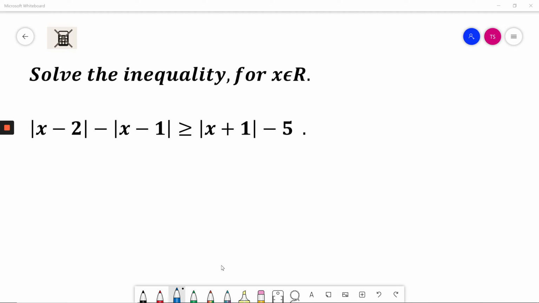Solve the inequality for x belongs to R. At this moment, I encourage you to pause the video and solve it by yourself. Okay, I will solve it now.